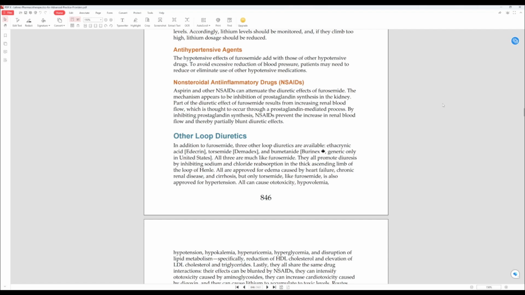Your NSAIDs. Aspirin and other NSAIDs can attenuate the diuretic effect of Lasix. The mechanism appears to be the inhibition of prostaglandin synthesis in the kidney. Part of the diuretic effect of Lasix results from increasing renal blood flow, which is thought to occur through a prostaglandin-mediated process. By inhibiting prostaglandin synthesis, NSAIDs prevent the increase in renal blood flow and thereby partially blunt the diuretic effect.